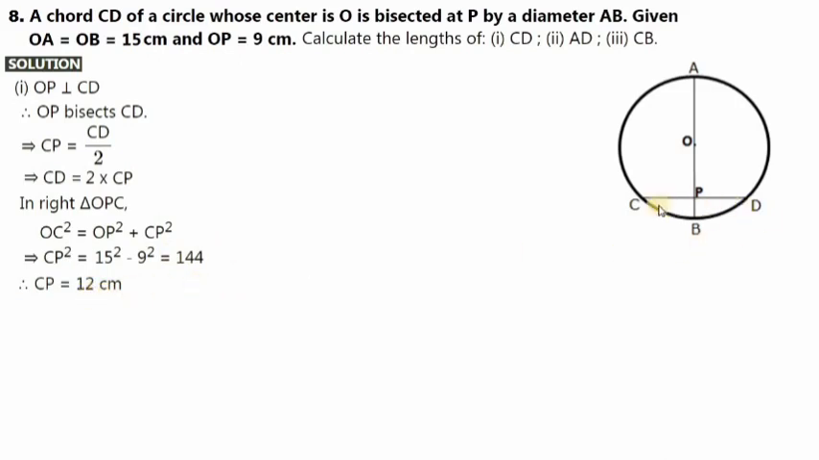So that means we got just the CP. In order to find CD, we'll make use of this. Therefore we have CD equals 2 times CP, that is 2 times 12. So 2 times 12 gives you 24, isn't it? So the length of CD is how much? 24 centimeter, right? Pause the video and note down the solution.